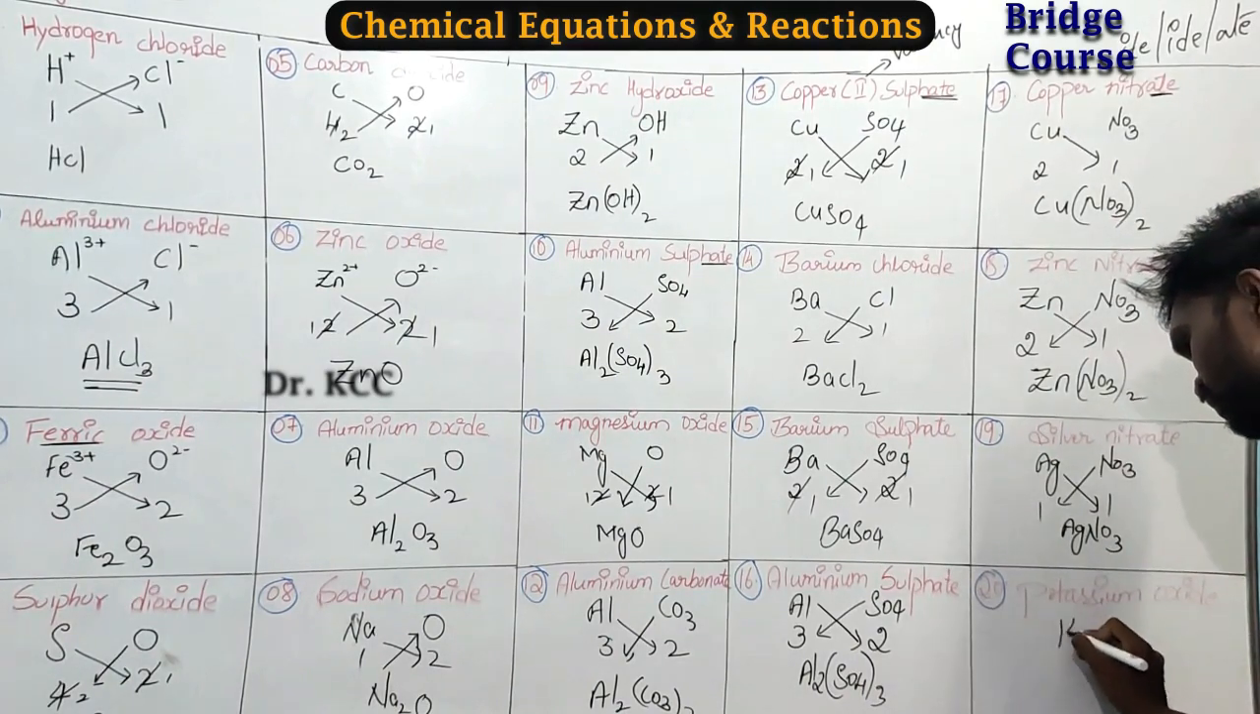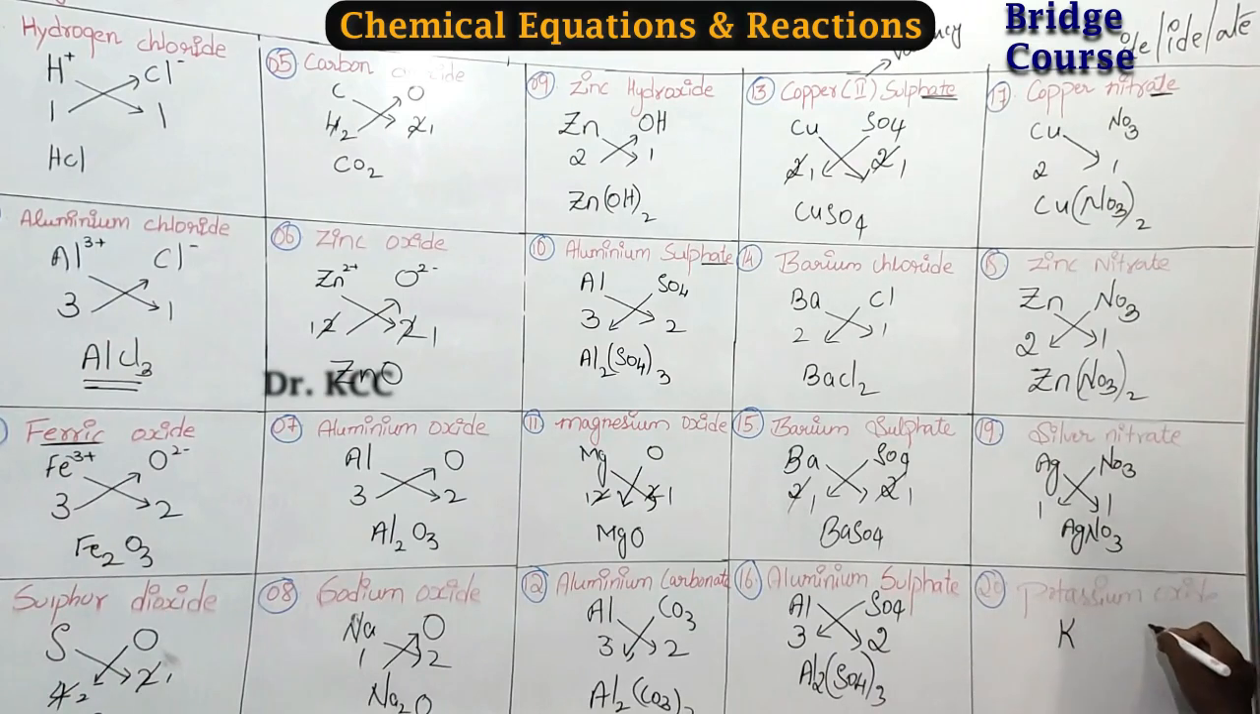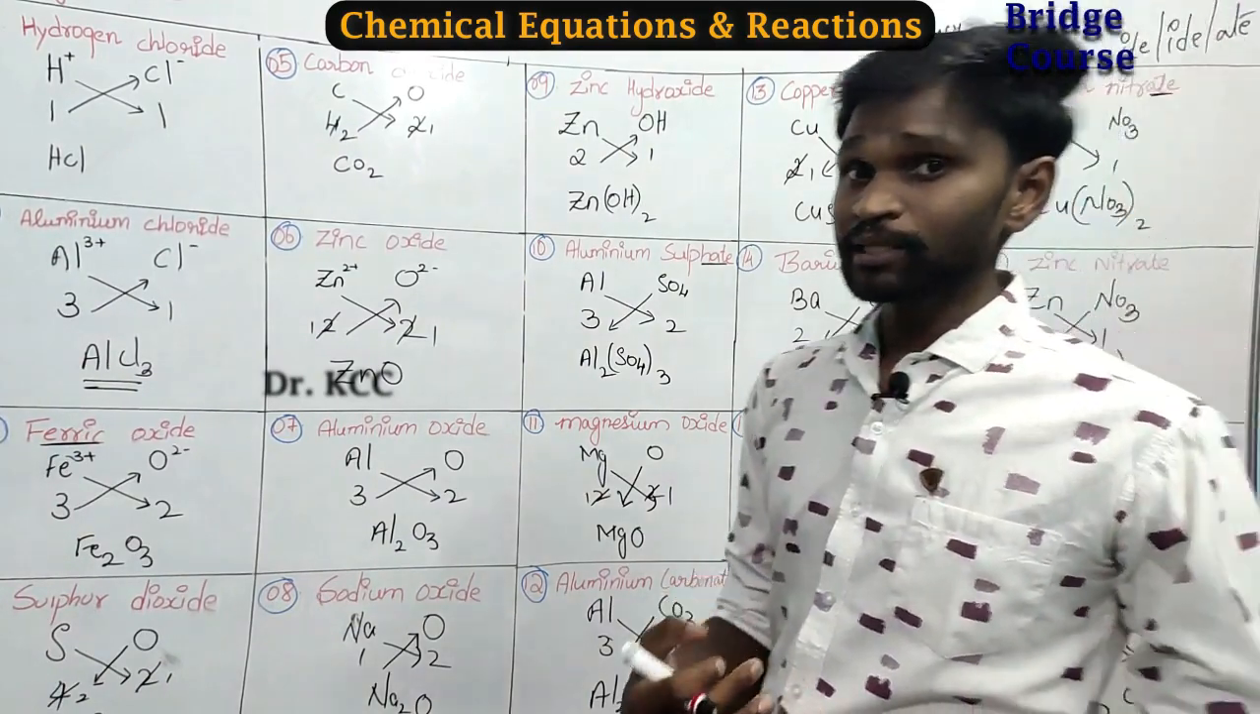The next one is potassium oxide. Potassium is K, oxide means oxygen. What is the valency of potassium? 1. What is the valency of oxygen? 2. So cross multiply, you will get K2O. So this is how we are supposed to make the formulas.